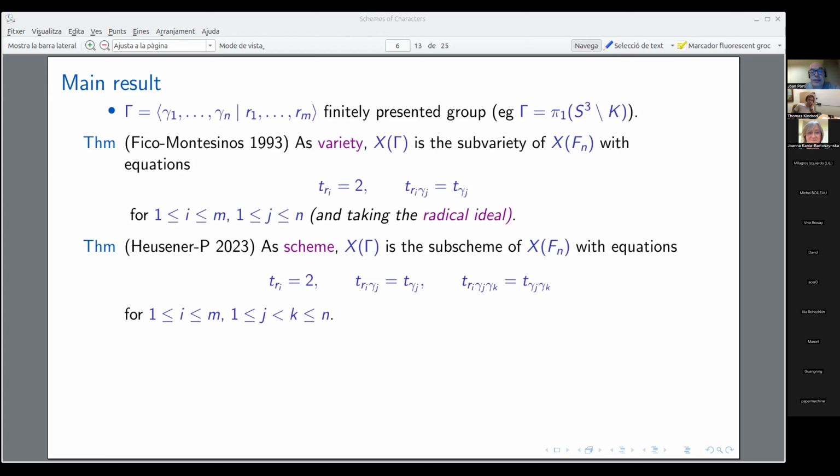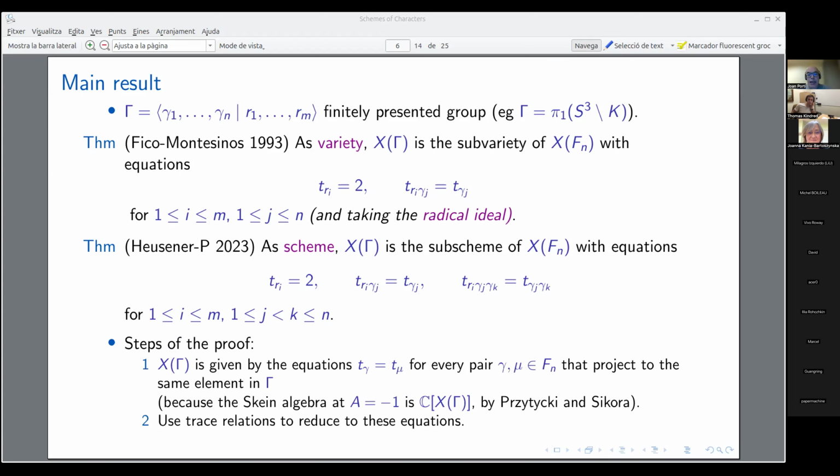Okay, and this is the theorem we prove, and I will not prove it because the proof is elementary. It's a lot of algebra, but I will just indicate two main steps.